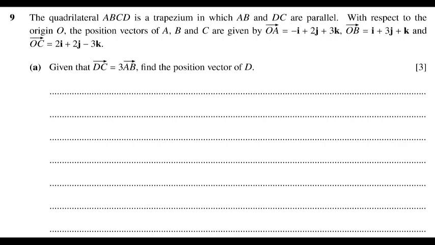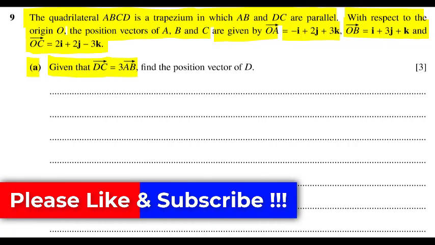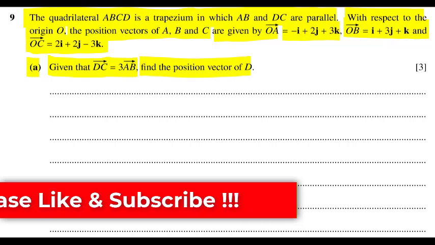Here's question number 9. The quadrilateral ABCD is a trapezium in which AB and DC are parallel. With respect to the origin O, the position vectors of A, B and C are given by OA as -i + 2j + 3k, OB as i + 3j + k, and OC as 2i + 2j - 3k. A part is given that DC vector is 3 times AB vector. Find the position vector of D.